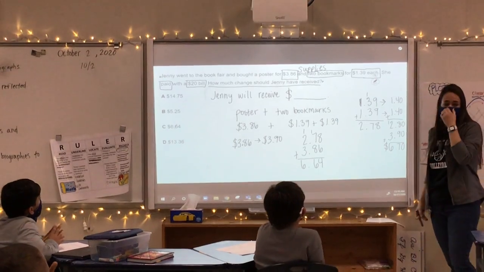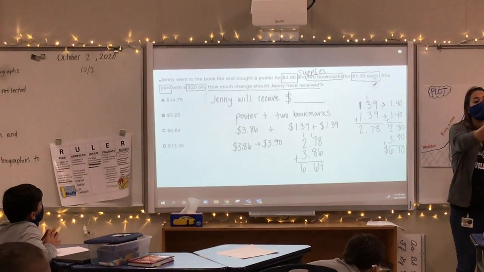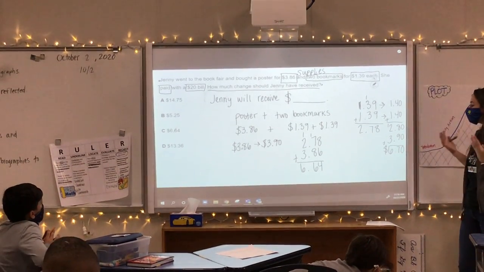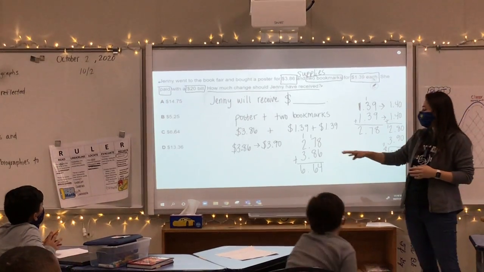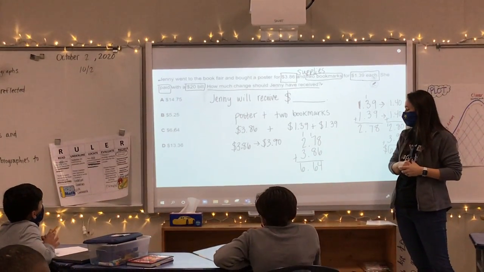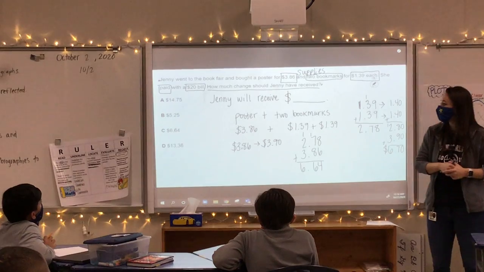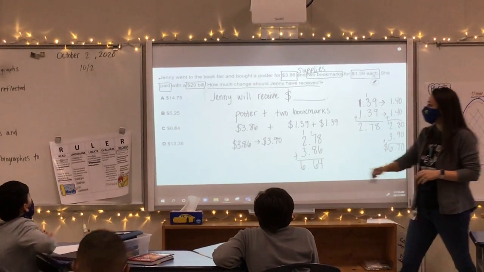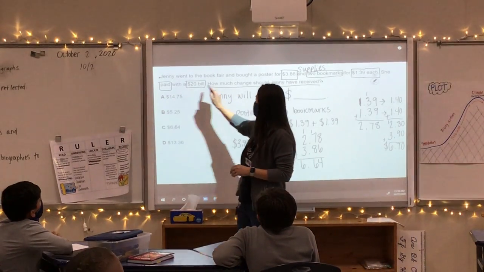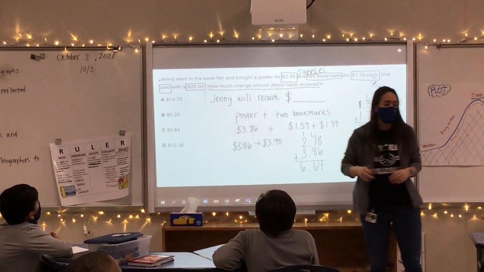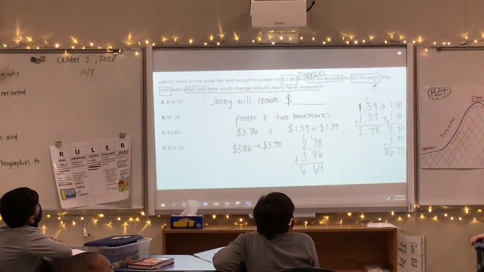Now we have to do more math. Are we done? No. Just like Sophia said, we are not done. So now we need to subtract our total from what? $20. Remember, we talked about that $20 bill that she paid with. We're trying to figure out how much money she will receive. We're looking for her change, right?